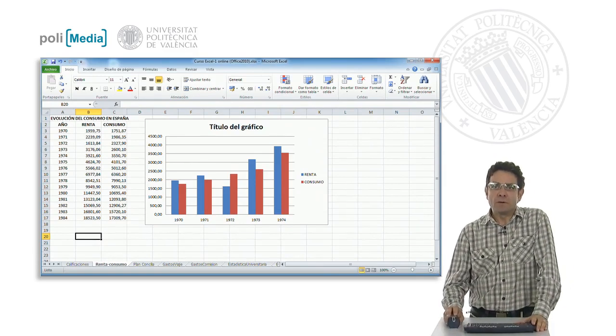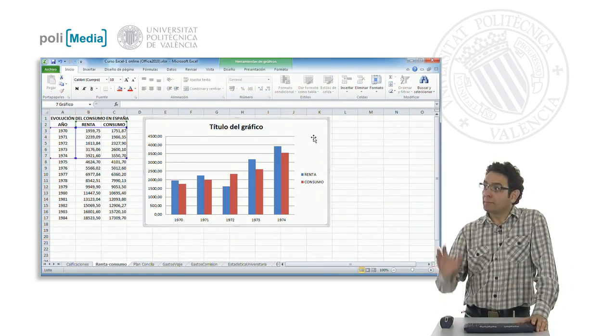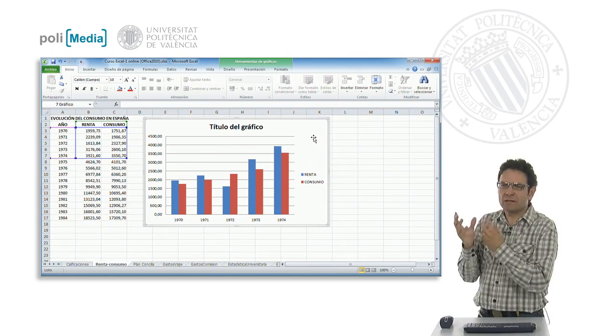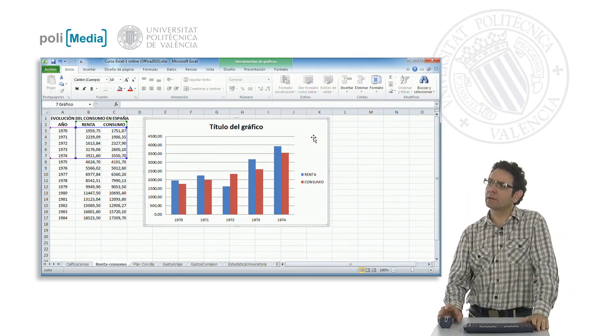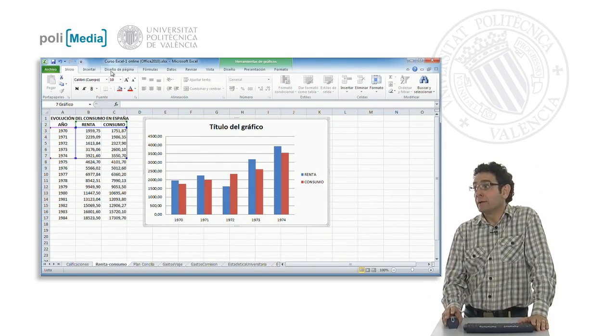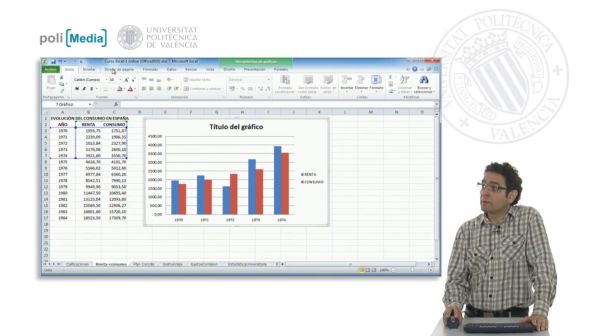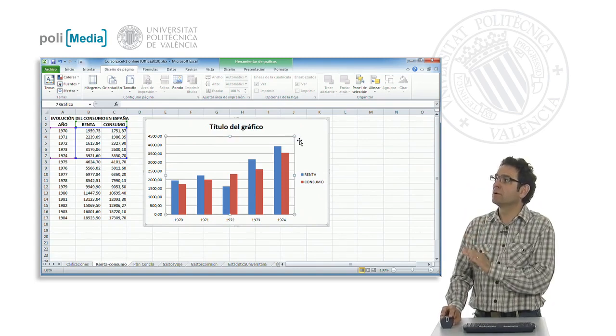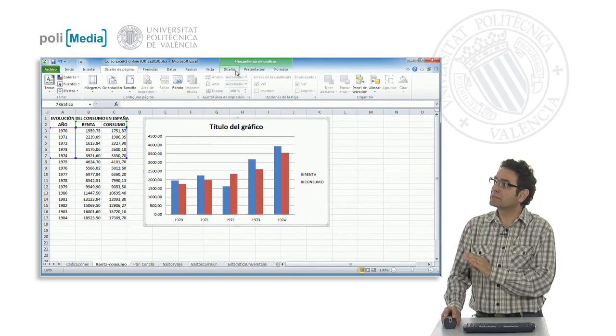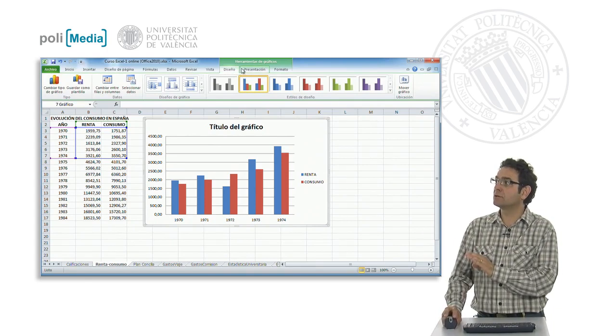Okay, once we have created a chart, we might think that maybe it is not the right kind, not the best one to convey the information that we want to highlight. So in this case, once we click inside the graph, we see that we have a number of design tools in which, among other things, we can change the chart type.